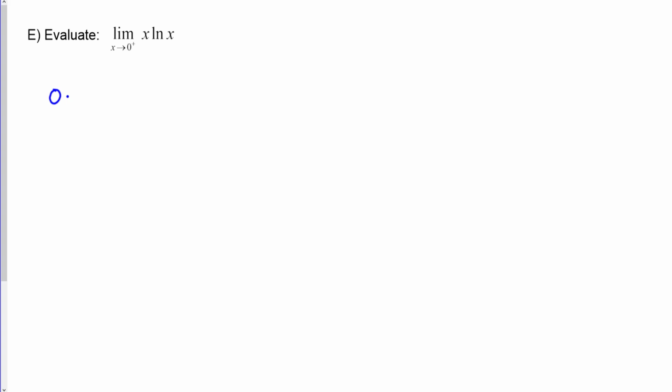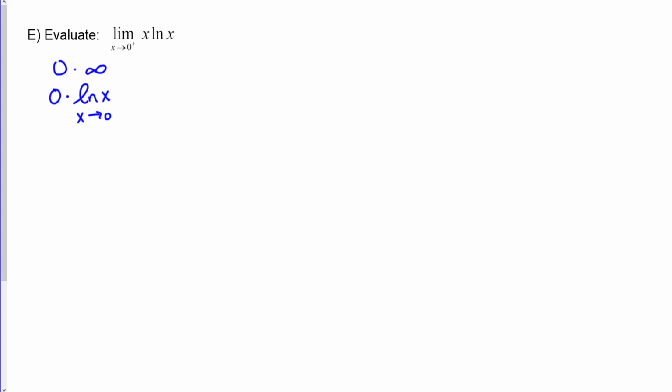When x goes to 0 from the right, the natural log of x is going to infinity. So this is really of the type 0 times infinity, which is one of our indeterminate forms. It's not the type that L'Hopital's rule can be used outright with. We do have to do some manipulation.